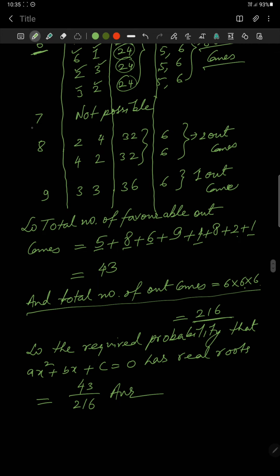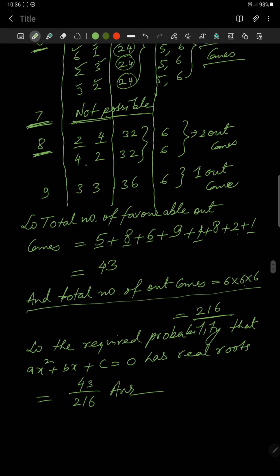Now 7 cannot be obtained, means A into C cannot be equal to 7, because for no case A or C multiplied could give you this value 7. So I have written not possible. Next we are taking 8, means product AC is equal to 8, then it is 2, 4 or 4, 2, and 4AC could be 32, 32 in both the cases. So for this particular case only one value of B is possible, 6. For this case also one value of B is possible, that is 6. So total favorable outcome is 2 in this case.